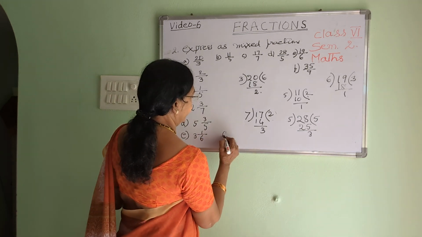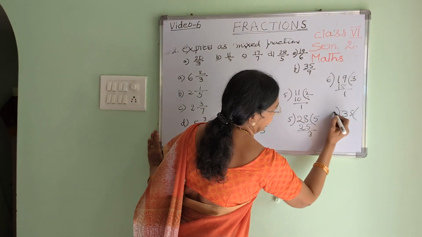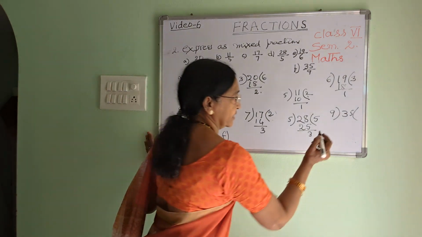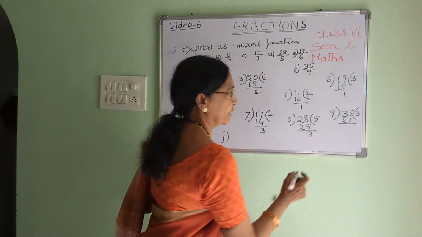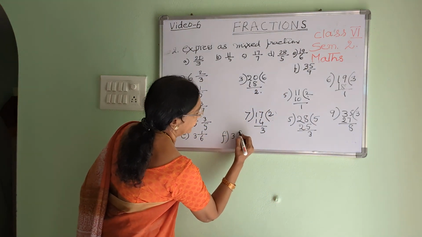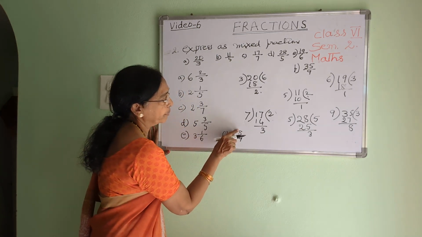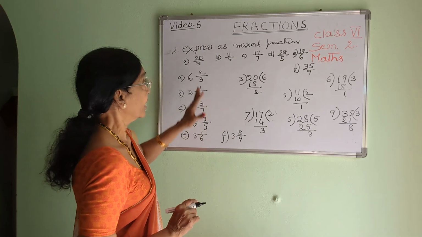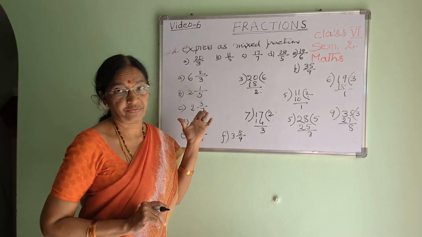Next F, 35 by 9. Divide 35 by 9. 9 4s are 36. 9 3s are 27. Remainder 8. Therefore this is 3 whole number, 8 by 9 proper fraction. 9 3s are 27 plus 8, 35 by 9. Correct. So thus an improper fraction can be converted into mixed fractions.